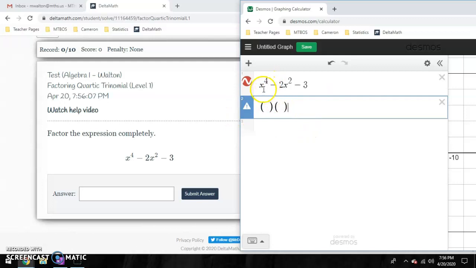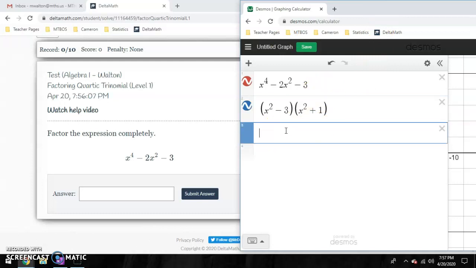All right, now, usually we have x squared, and I say this breaks up into x and x, but I have an x to the fourth, so this x to the fourth is going to break up into x squared and x squared. All right, now I need two numbers that multiply to -3 that add up to -2 here. Well, that would be -3 and +1. Go ahead and check yourself here.